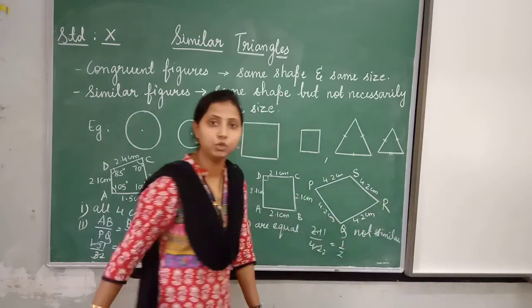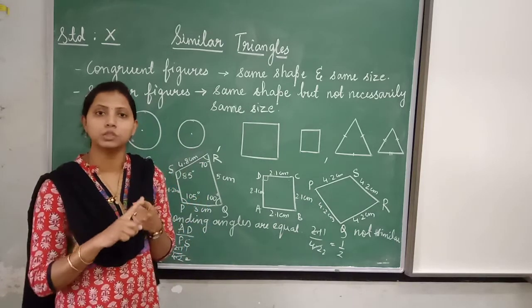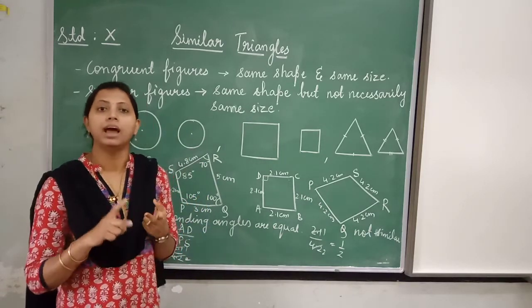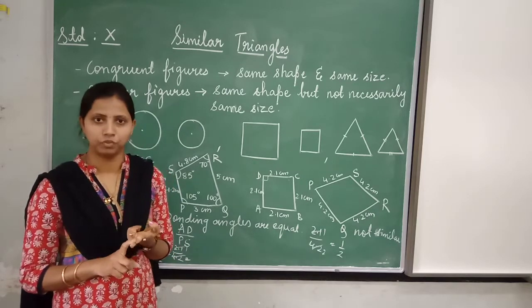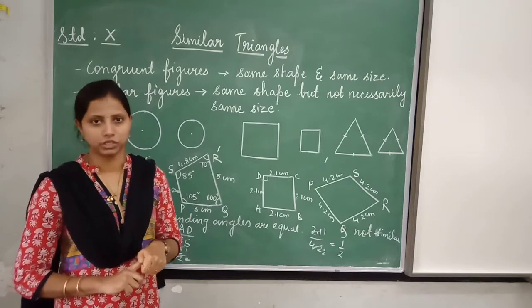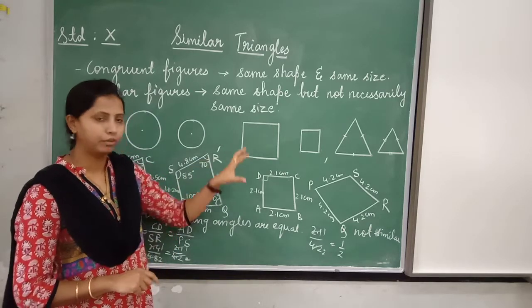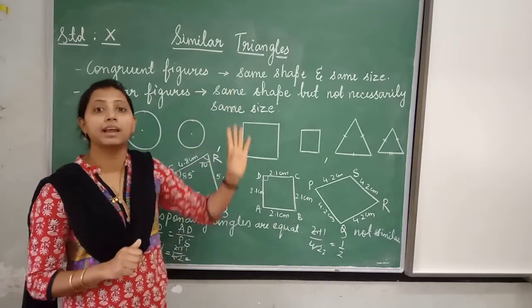So for any two figures to be similar, you have to see both the conditions. That is, the corresponding angles must be equal and their corresponding sides must be in the same ratio. Only then the two figures are said to be similar to each other. So these are a few examples. Now in this chapter we are going to learn only about triangles.